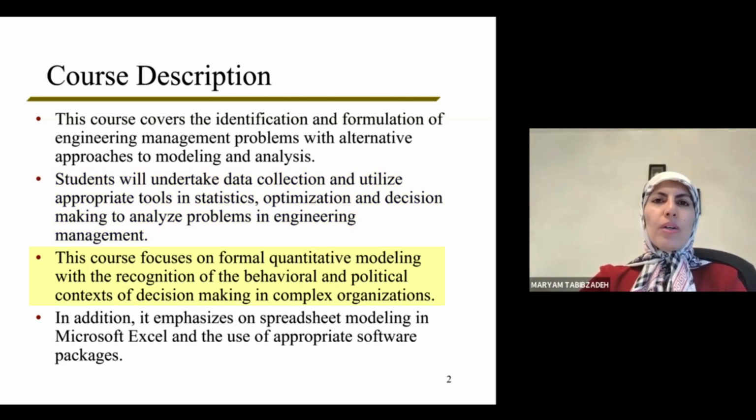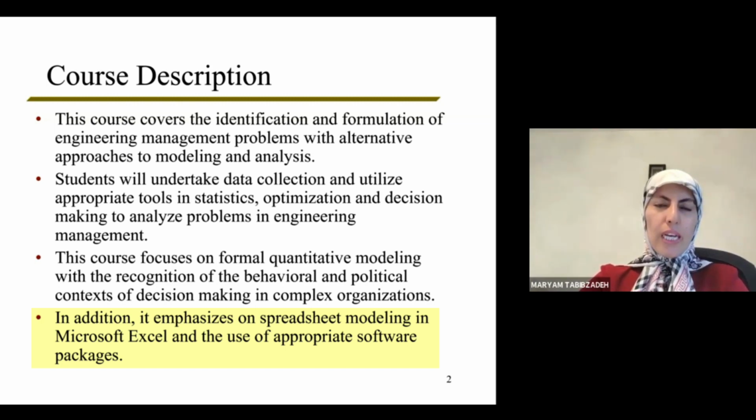We also talk about the importance of qualitative analysis and the importance of incentives and other factors that are more soft, such as political matters or behavioral factors that are also important in decision making. Finally, we also take advantage of using software packages.